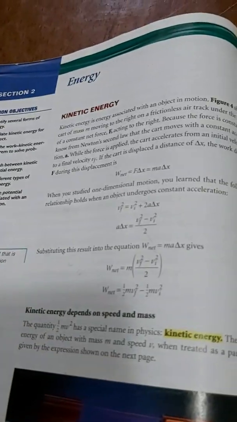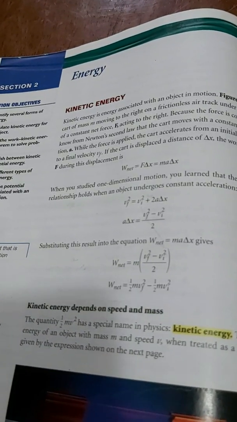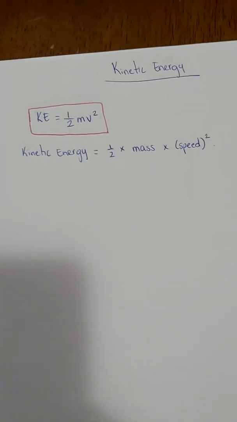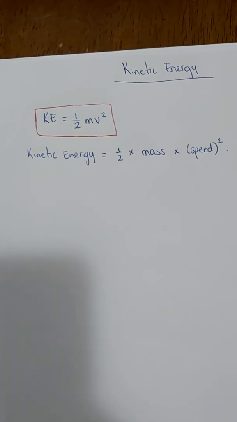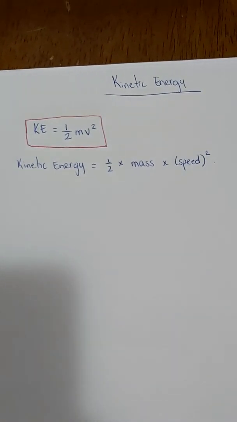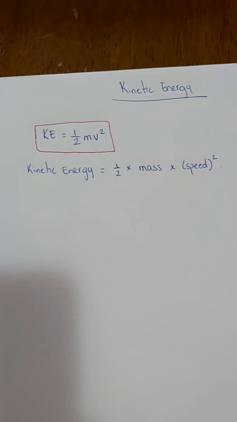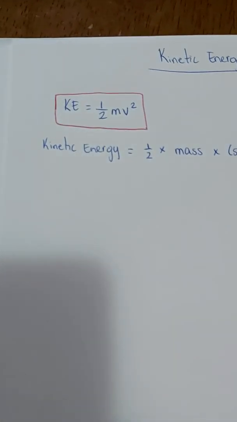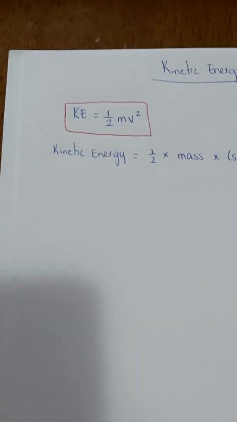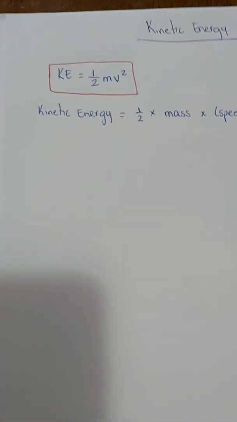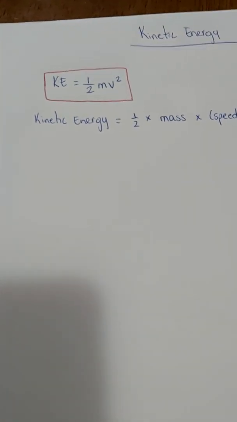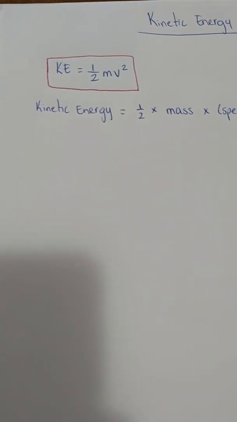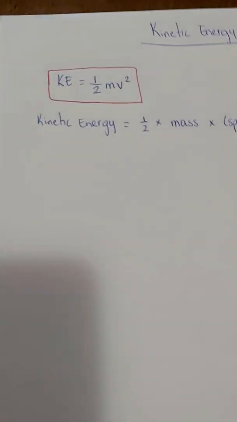Okay, so first, let's define kinetic energy as a formula. Kinetic energy is equal to 1/2 times the mass times speed squared. KE, kinetic energy, equals 1/2 m times v squared. This is the formula for kinetic energy. Now let's learn how to solve this formula for m and how to solve the formula for velocity.